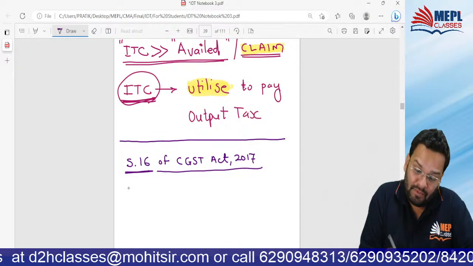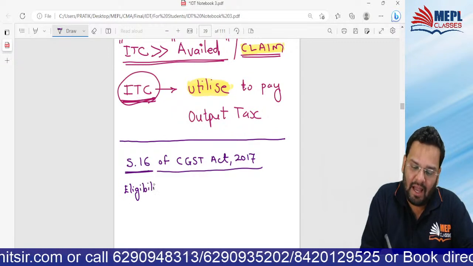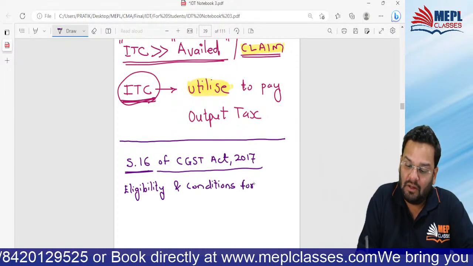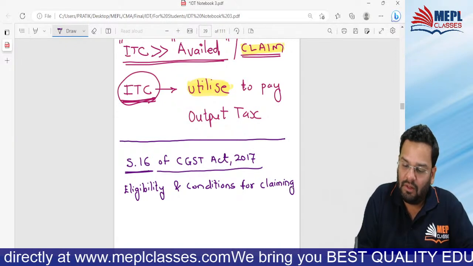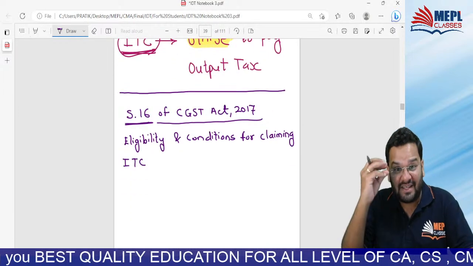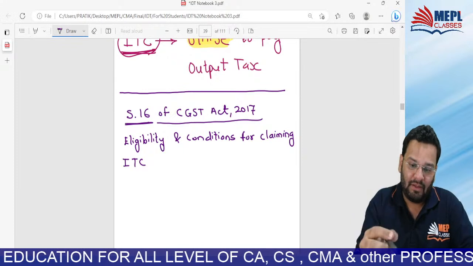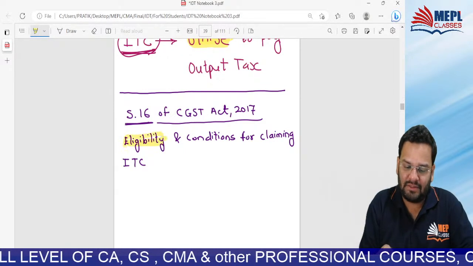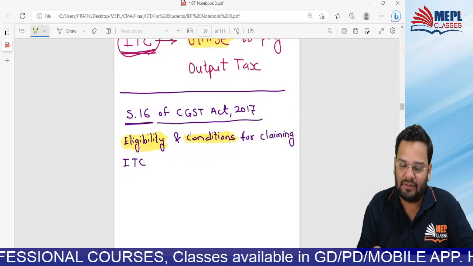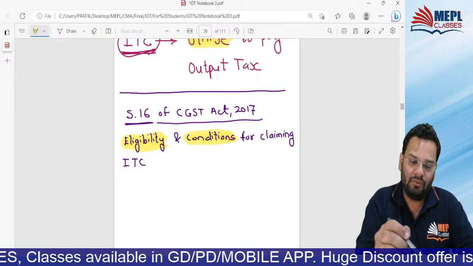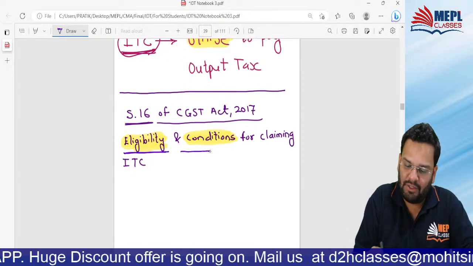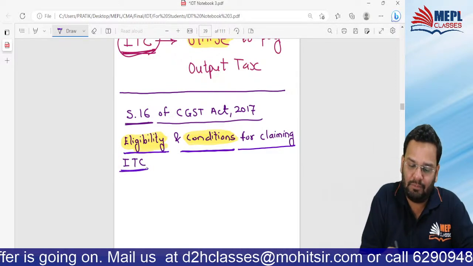What does it talk about? It talks about eligibility and conditions for claiming or availing what? Input tax credit. Did you understand what section 16 would be talking about? It would be talking about eligibility criteria, who can avail ITC, and conditions for claiming ITC. Is it clear to all of you? Section 16 talks about eligibility and conditions for claiming input tax credit.